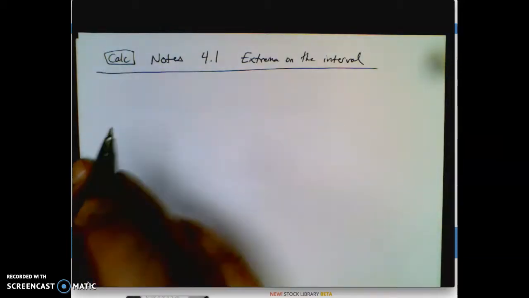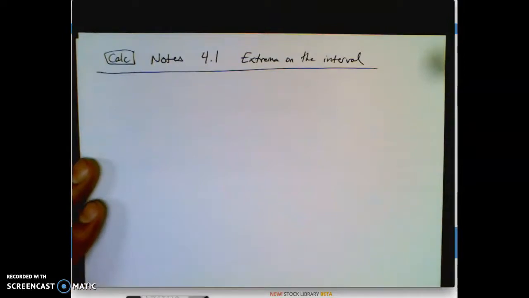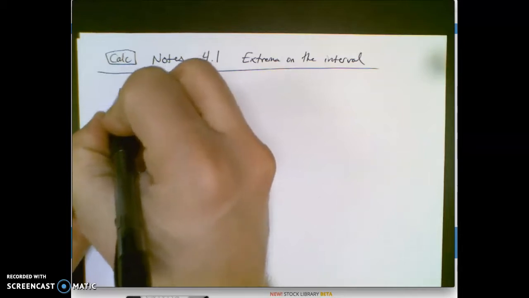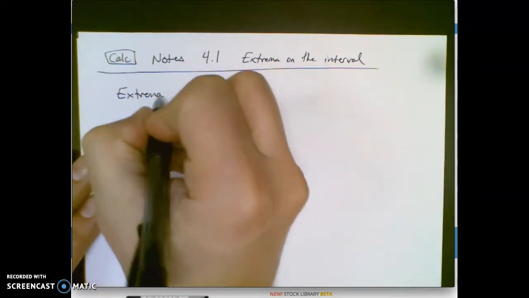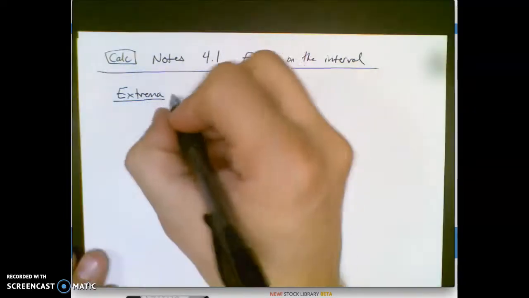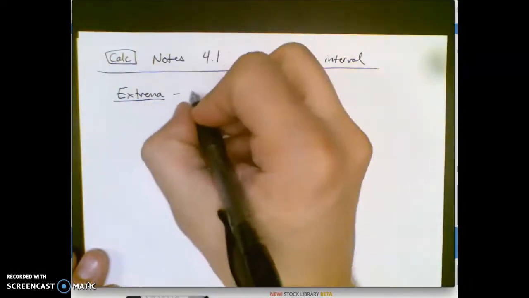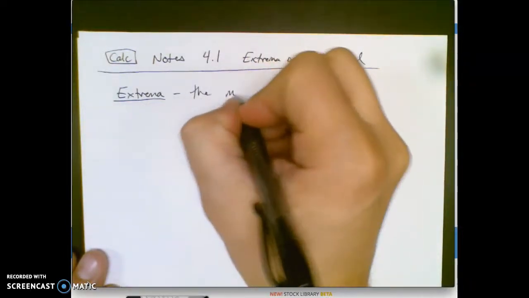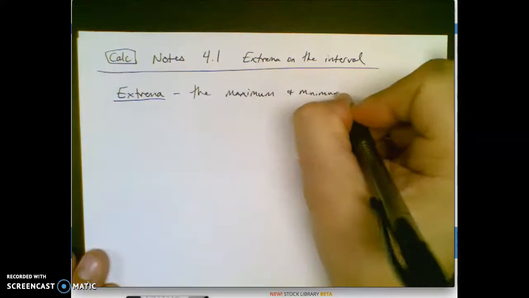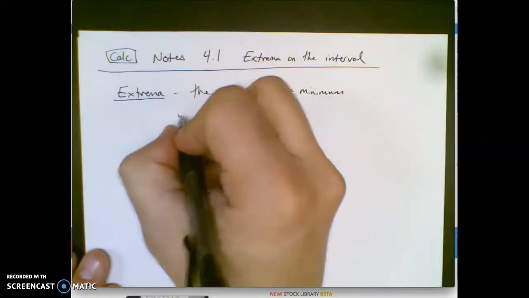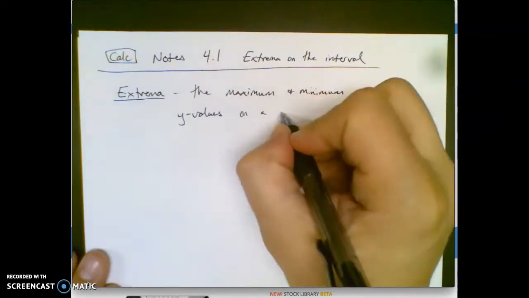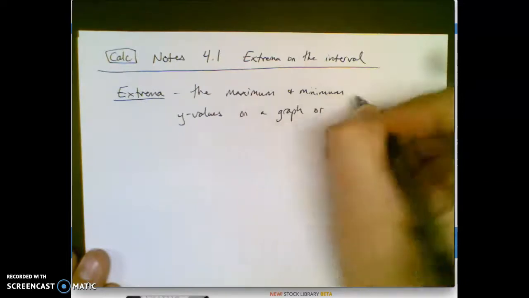So one of the first things we do is talk about extrema. And this section, 4.1, is all about extrema. And extrema is the maximum and minimum y values on a graph. So it's fancy for extremes, right? The highest and lowest points. The maximum and minimum y values on a graph or an interval.